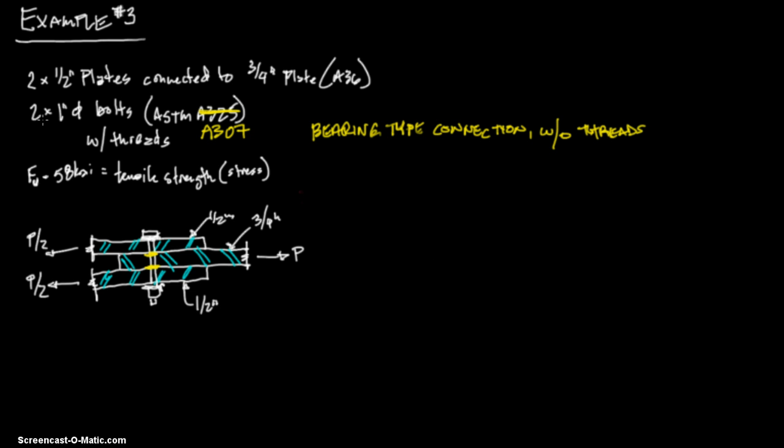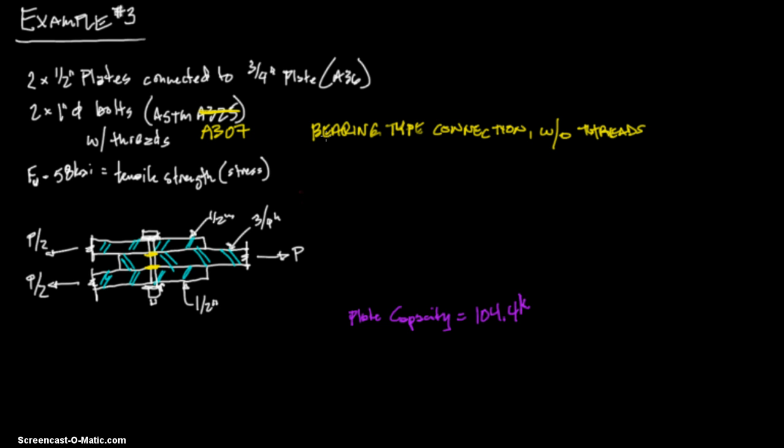So if we go back, I didn't write it down, but our plate capacity equaled, what was it? Shoot, 104.4. And that's how much our max plate capacity was. Alright, so now we need to go back and figure out what our new bolt capacity is. Remember, we have two 1-inch diameter bolts, ASTM A307.